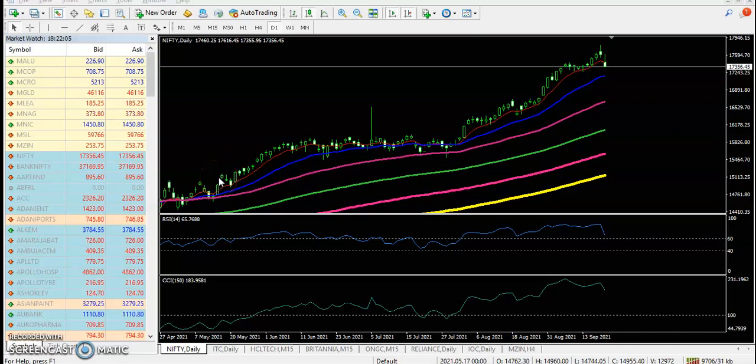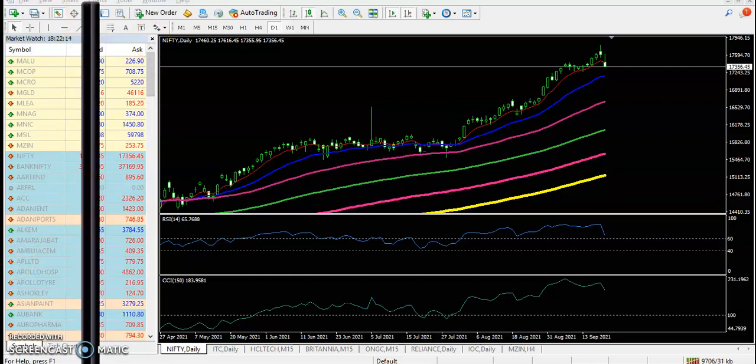Alright guys, this is Nifty on the daily chart, and today I can see Nifty has given a correction. Last Friday, Nifty created an all-time high, but today price opened with a gap down and continued toward the downside.